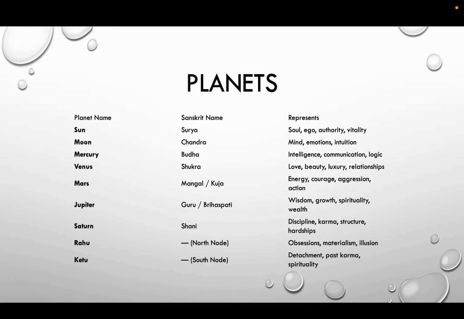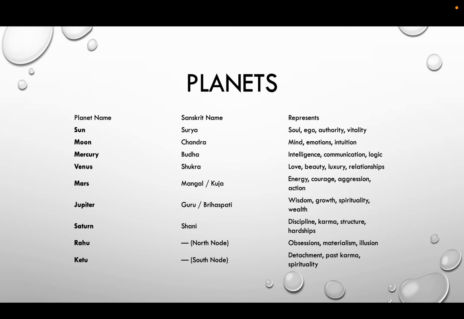Firstly, I just want to give you a brief introduction about the planets. These are the planets which have a major influence on astrology, as you can see in this presentation. We can start with the Sun. The Sun represents the soul, ego, authority, vitality. The Moon represents mind, emotion, intuition. Mercury represents intelligence, communication, logic. Venus represents love, beauty, luxury, relationships. Mars represents energy, courage, aggression, action. Jupiter represents wisdom, growth, spirituality, and wealth. Saturn represents discipline, karma, structure, hardship.